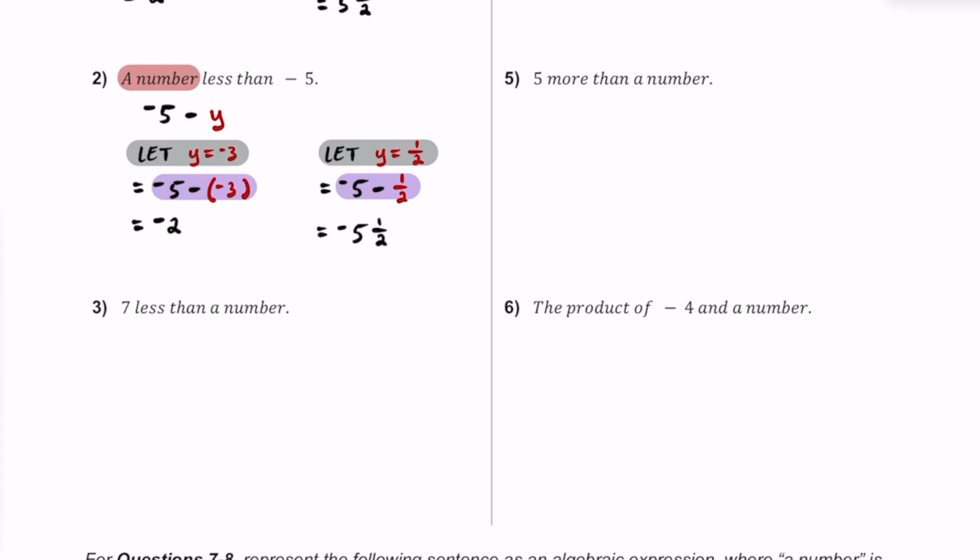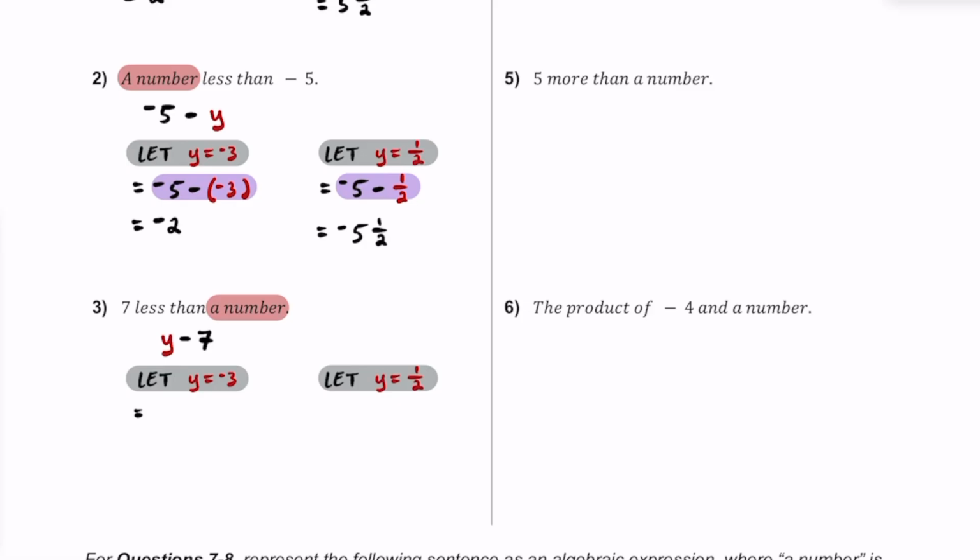For number 3, we have 7 less than a number. So a number is going to be y. It's going to be 7 less than it. So the expression is going to be, we are going to start with y, and we're having 7 less than it. So we're going to take away 7 from whatever that is going to be. All right, so we have our expression. Let's now evaluate it for these different scenarios.